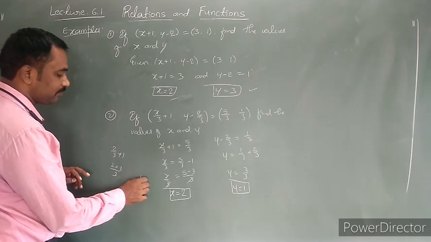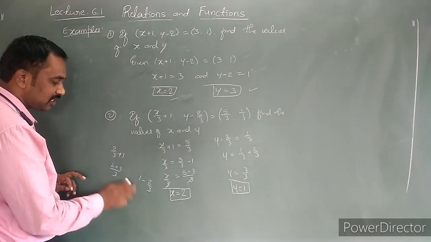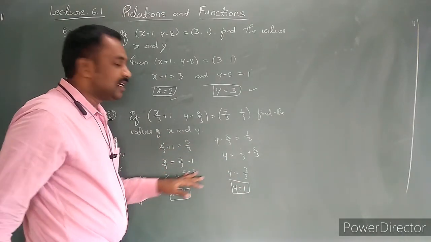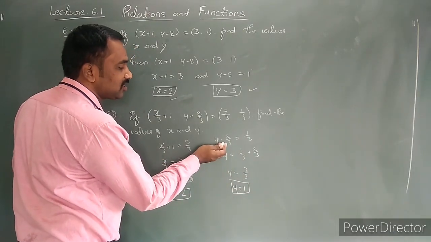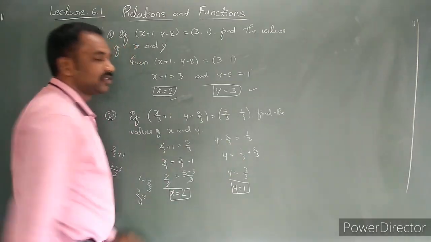1 minus 2 by 3. Look at the 1 by 3. Yes, 3 is the LCM. 3 minus 2 divided by 3. Obviously, we are correct. Sometimes there can be mistakes while shifting the term. Instead of writing the plus, we write a minus. Sometimes there are chances of making a mistake.